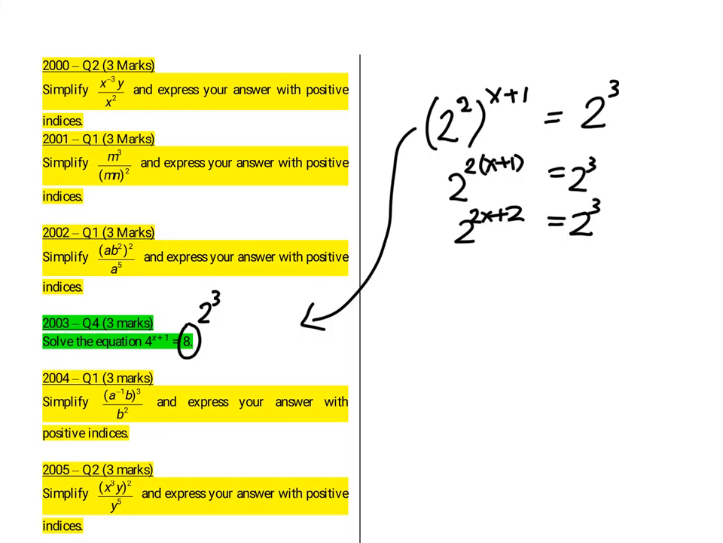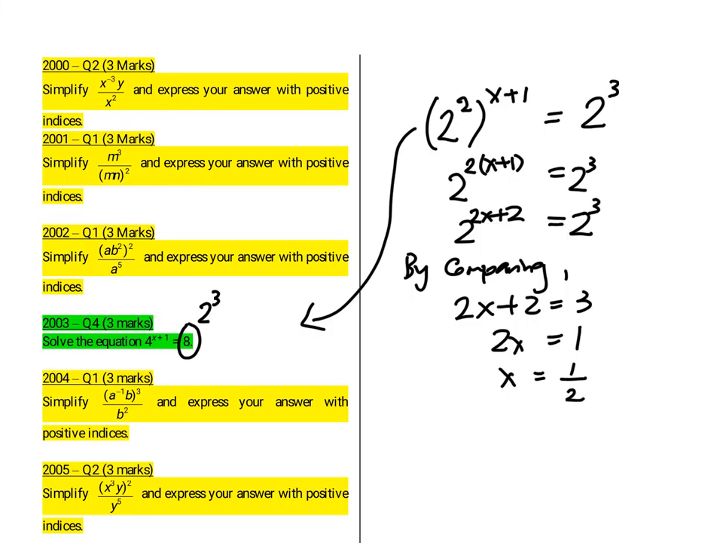As you can see that now, the base is the same. So if the base is the same, you can compare. This time it's not comparing the like terms, it's that you compare the power, you compare the index. Since the base is the same, you can ignore the base, you can just focus on the index. So it will be 2x plus 2 is equal to 3. So you move the 2 to the right hand side, 3 minus 2 will be 1, and then x would be equal to 1 over 2.